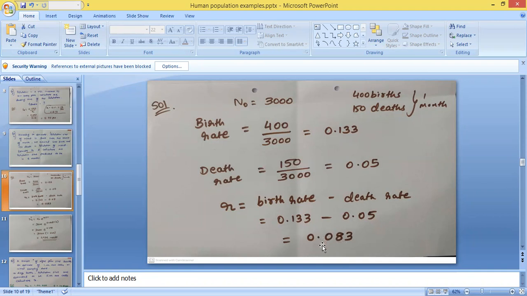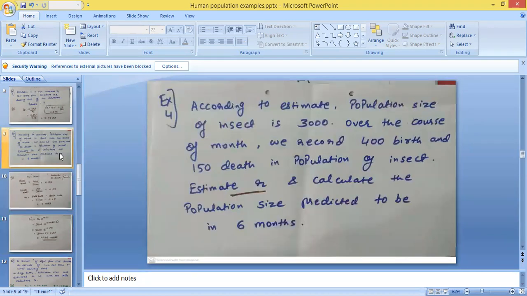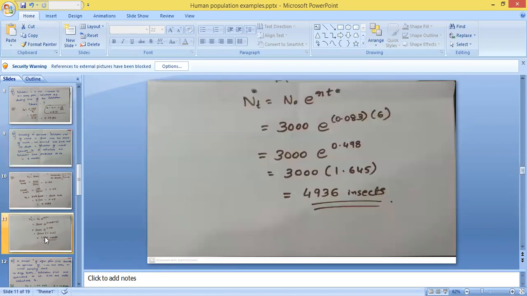Now you have the value of r, you have the value of n naught. So substitute in this equation. n naught is 3000, e raised to r was 0.083, and t, that is 6, because it is given over here as 6 months, that is why I have to put 6. So 3000 e raised to 0.083 into 6.